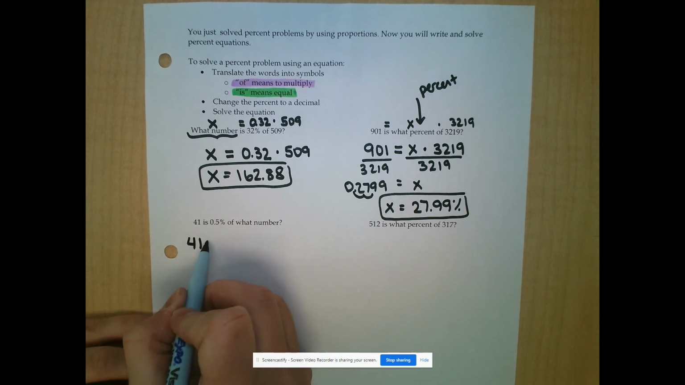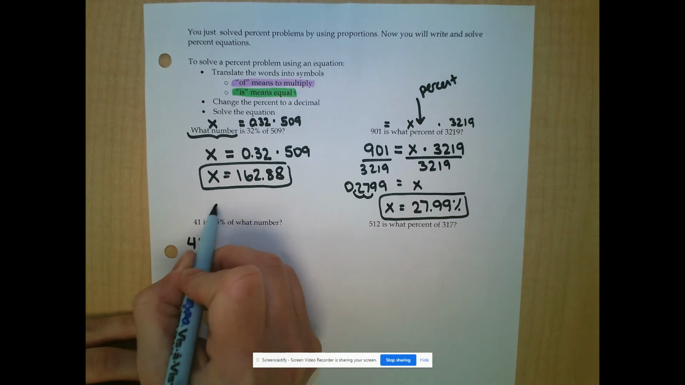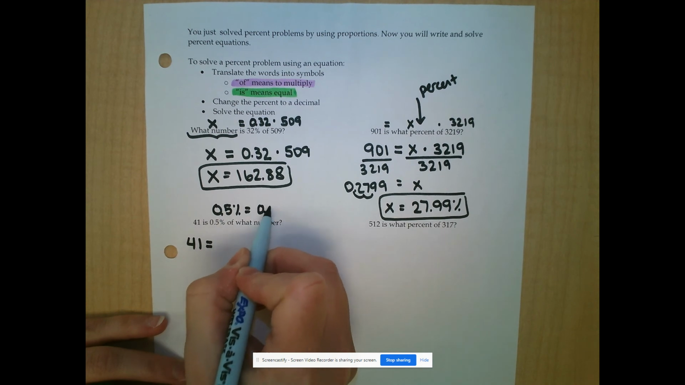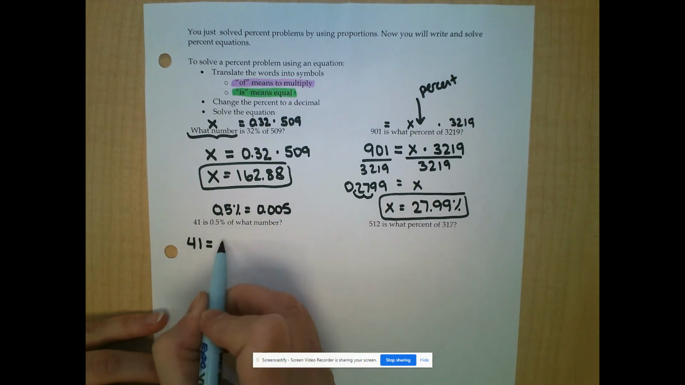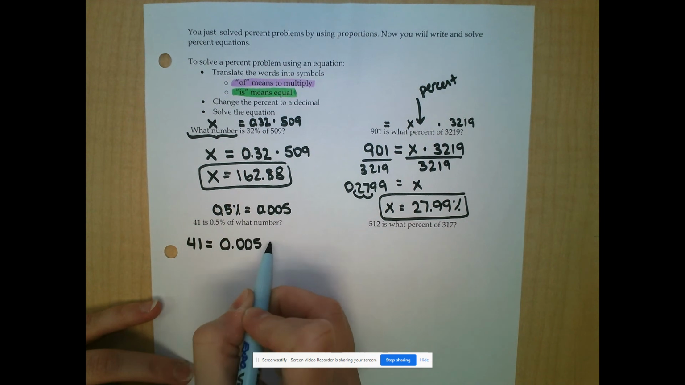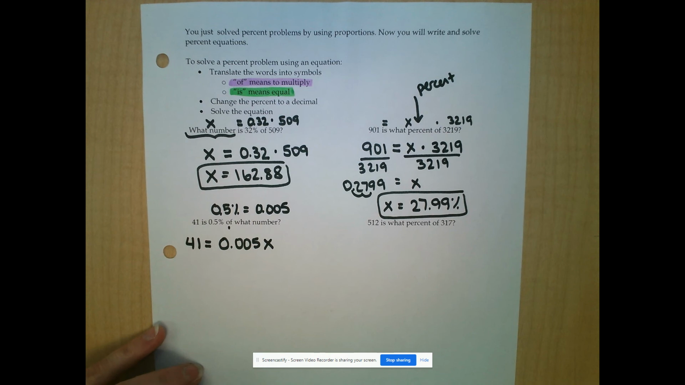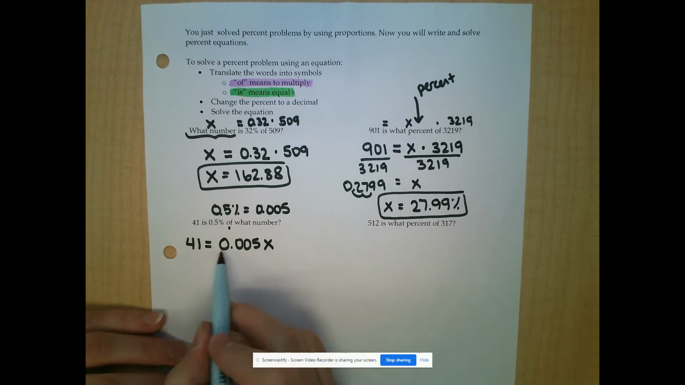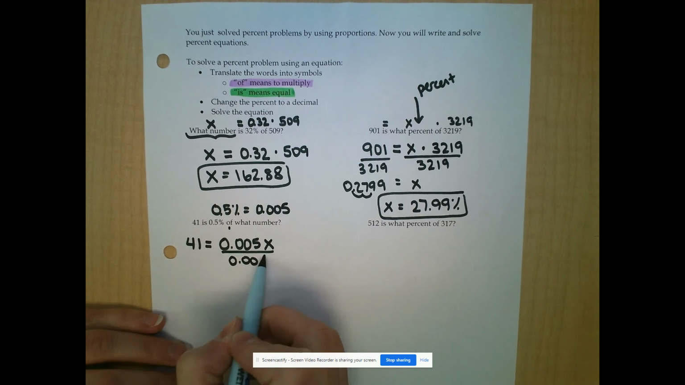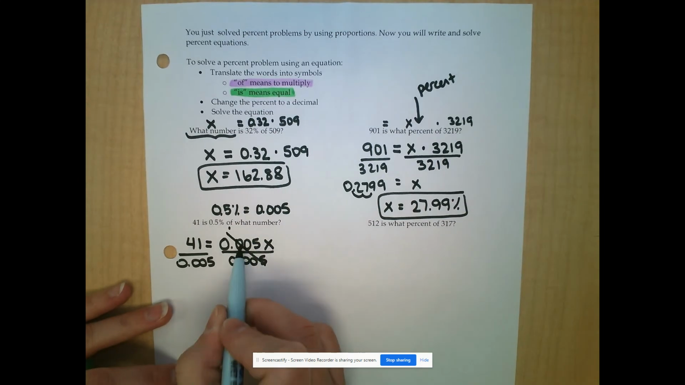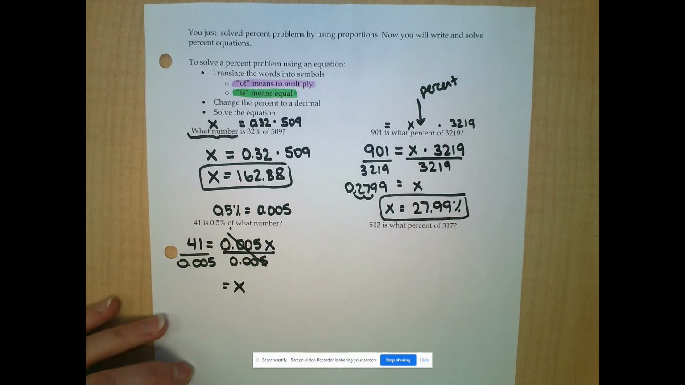41 is equal sign 0.05%. Sorry, 0.5%. Move my decimal point 2 places and I get 0.005. Of what number? Well, I don't know. So of meant multiplication, and the what number is going to be my x. This is multiplication on the right, so I divide both sides by 0.005. Division gets rid of these. I have x remaining on the right, and when I do 41 divided by 0.005, I get 82.